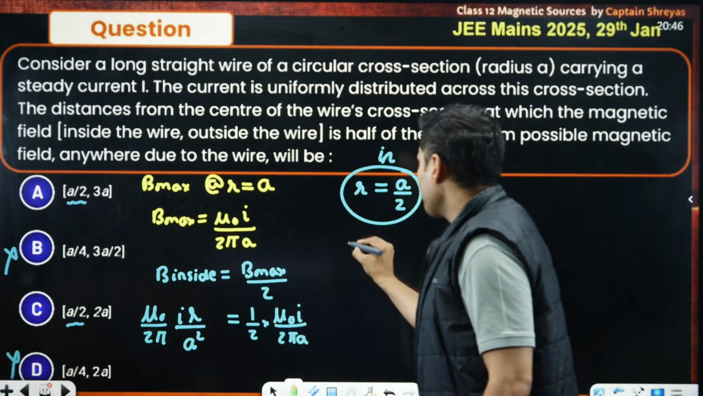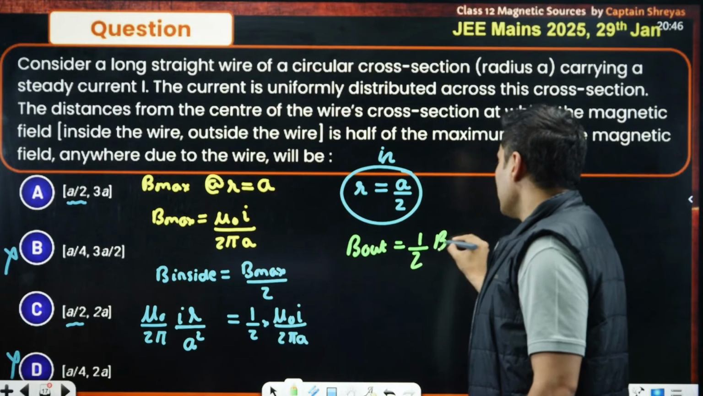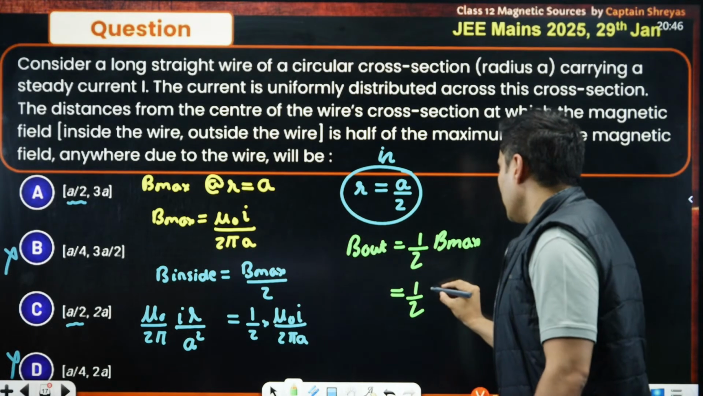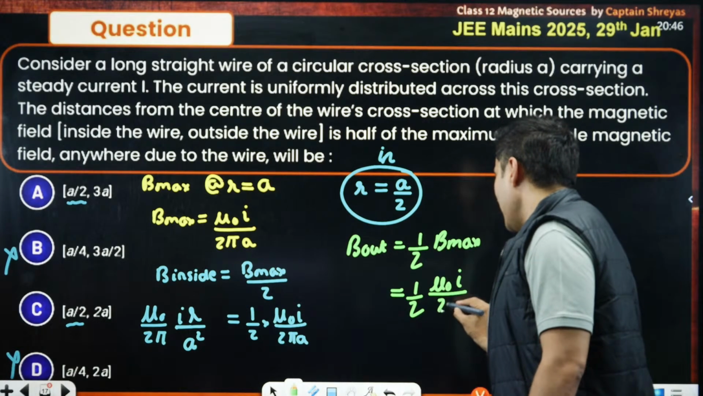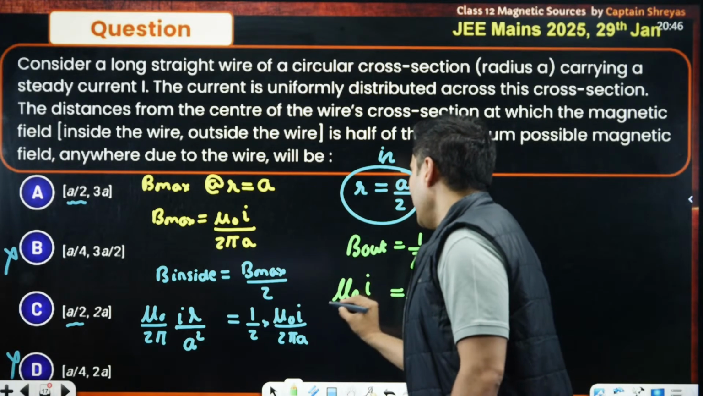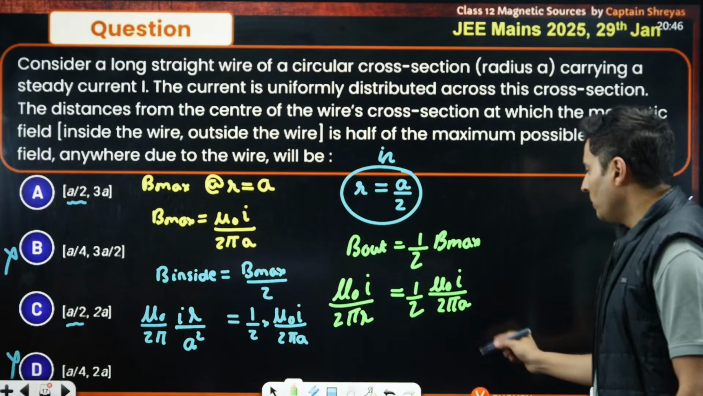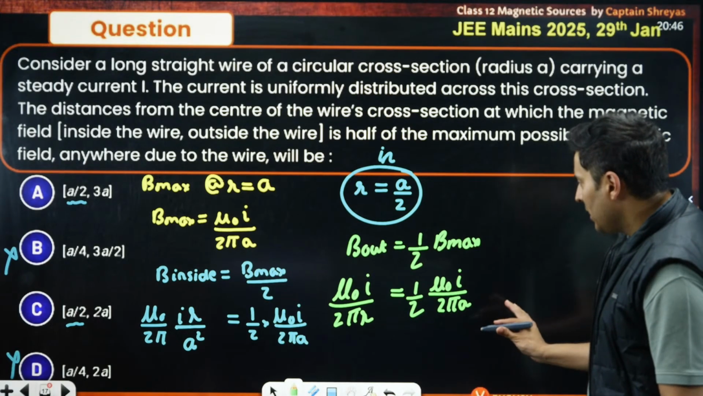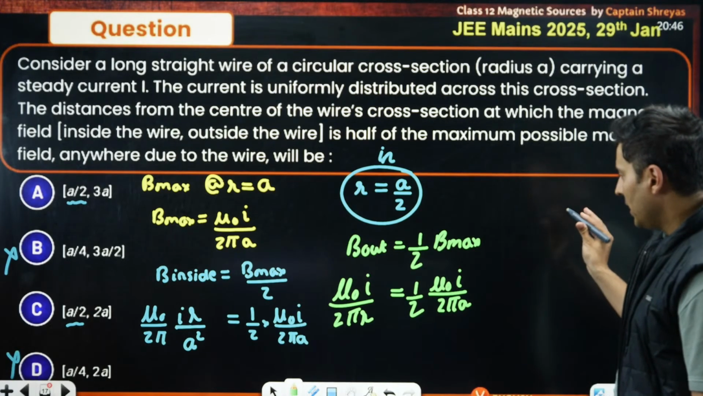Now, for outside, the magnetic field outside again is half the maximum magnetic field. Now, maximum magnetic field can be mu naught current by 2 pi A. What is the field outside? It is mu naught I by 2 pi into R. Mu naught I, 2 pi will definitely get cancelled. And as you can see over here, everything fine, right?